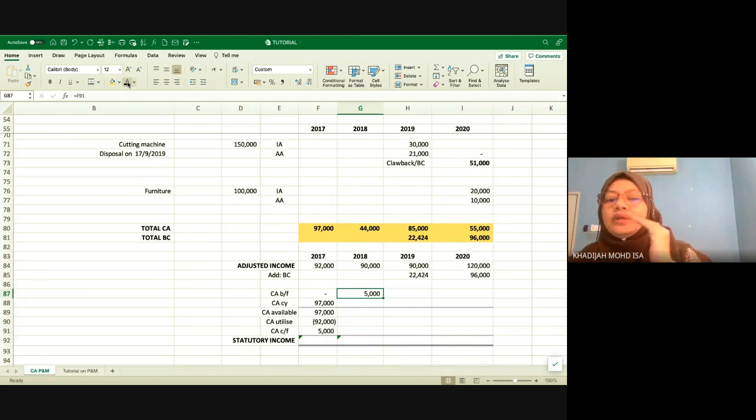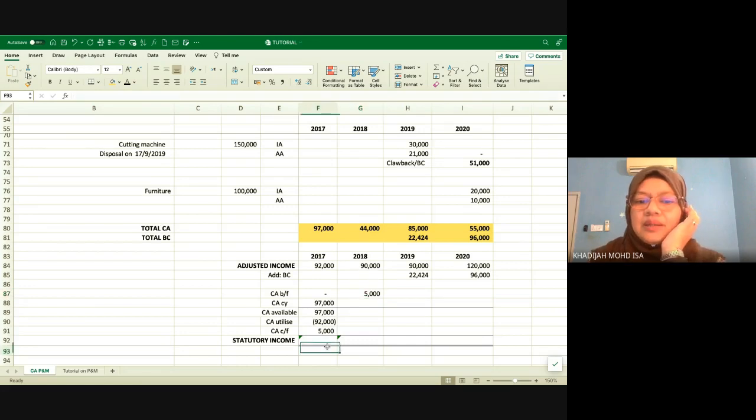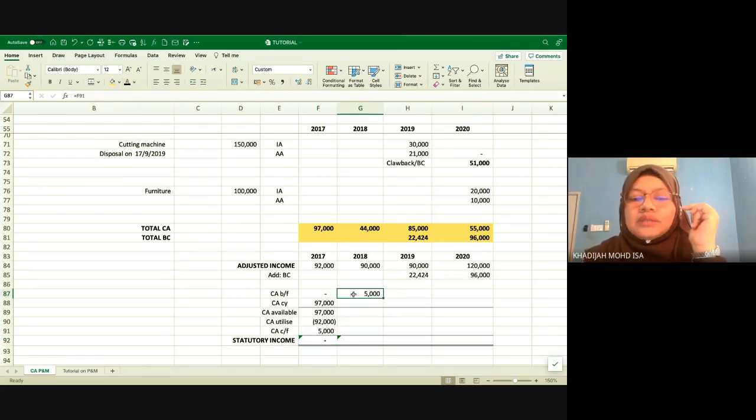That's why I want you to show this, because when you do a complicated computation, you need the flow. How much you're brought forward, how much your current year, how much is available, how much you're going to utilize, how much you carry forward, then you know my total income. How much is my statutory income in this case? This case here, my statutory income is nil. You can put nil or 0 there. Okay. When it comes to 2018, you do the same.